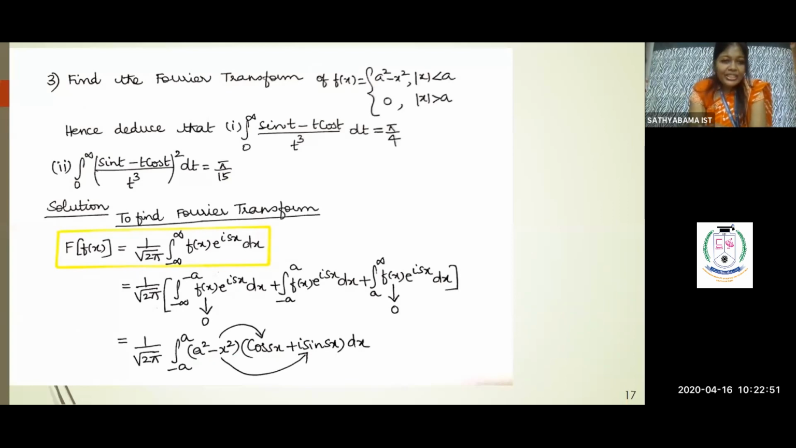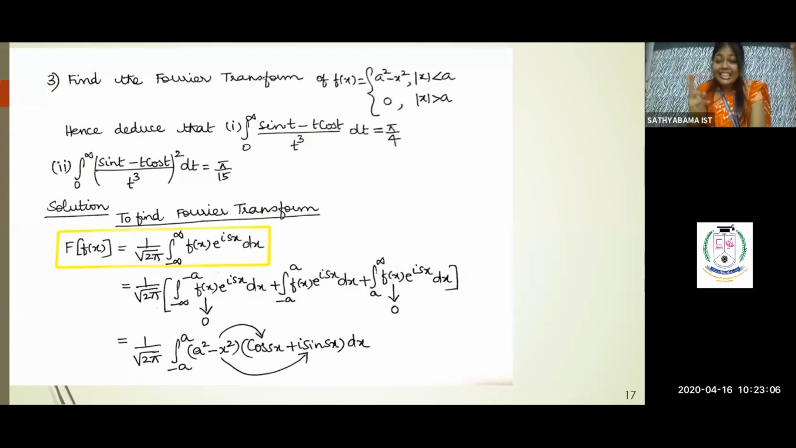So what are we asked to do here? Find the Fourier transform of f of x equal to. How is the function defined here? It takes the value a square minus x square for modulus of x less than a. It takes the value 0 for modulus of x greater than a.